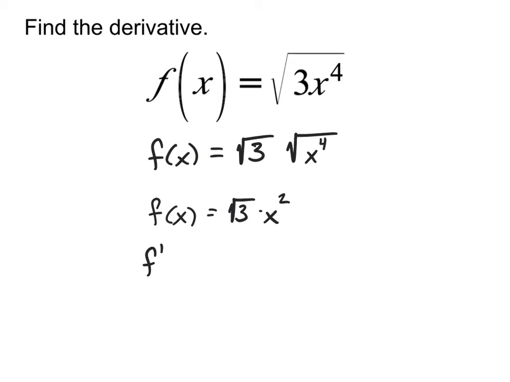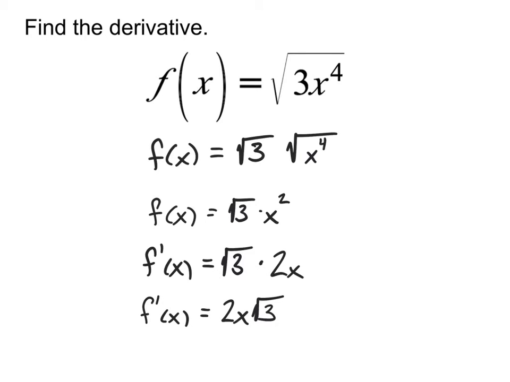All right, so to find my derivative now, f prime of x is going to be root 3 times 2x. And so f prime of x, therefore, is just 2 root 3 times x. Or you could write it as 2x root 3, which might be just that little bit cleaner if we want to be as proper as we can be.